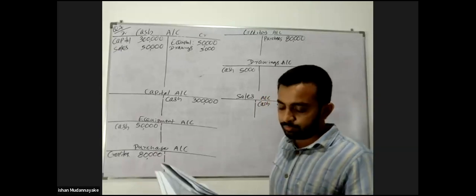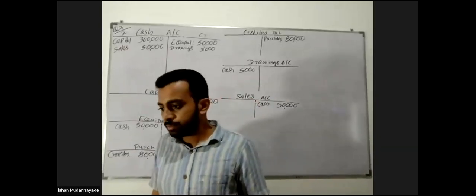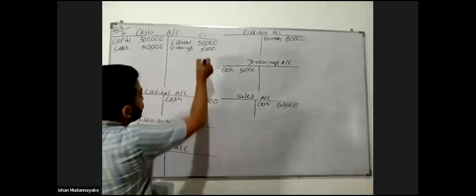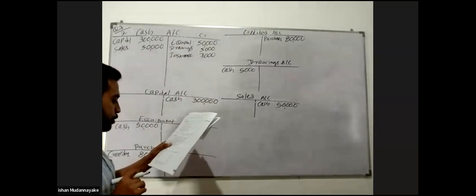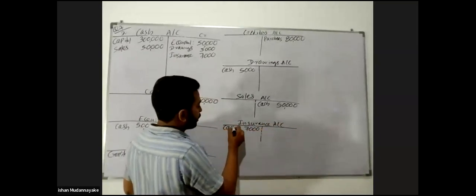Paid insurance 7,000. Is it cash inflow or outflow? Outflow. Yes, cash outflow. Then cash book credit 7,000. Here, insurance. Cash book credit, insurance 7,000. And then what? Insurance account debit. Yes, very good. Insurance account debit 7,000. Opposite account name is cash. Cash book credit, insurance account debit 7,000. Right.